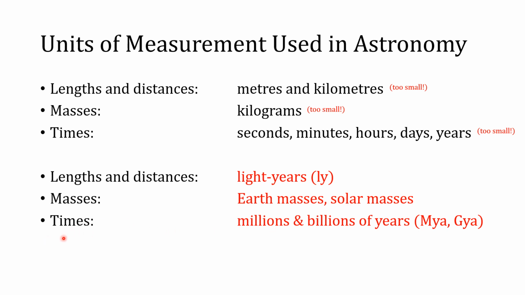And for timescales, seconds and minutes and hours are too short. Depending on what we're talking about, days are good. Days are good to talk about things within the solar system, like how long it takes for the moon to orbit the Earth or Earth to orbit the sun. Years are also okay if we're talking about things like how long Jupiter takes to go around the sun. That's 12 years. Or if we're talking about how long Pluto takes to go around the sun, that's 248 years.